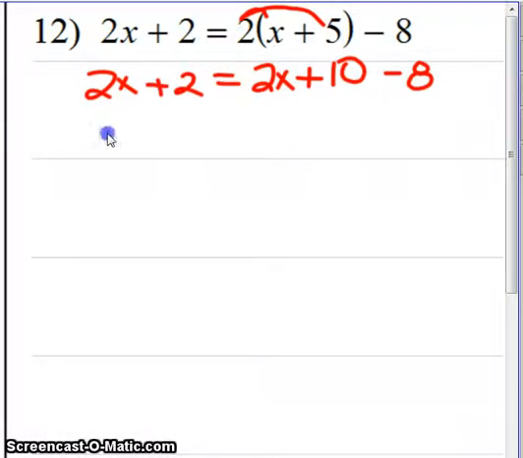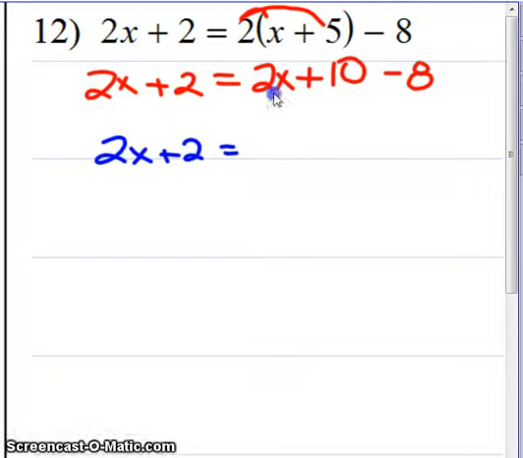So now we're going to check to see if any of the terms on the left side and on the right side can be combined. Well, I have 2x plus 2 on the left side. We cannot combine those because they are not like terms. This has an x, this does not. So we can't simplify the left side. So I'm just going to bring that straight down. Now on the right side, 2x plus 10 minus 8.